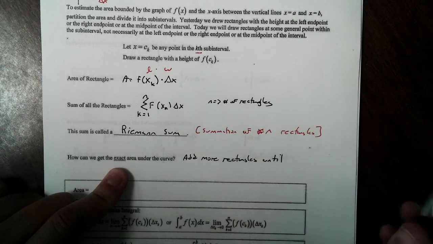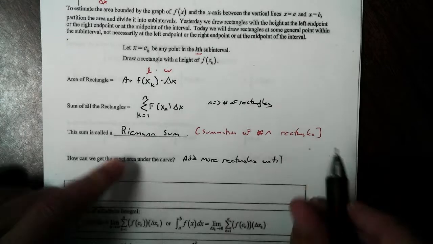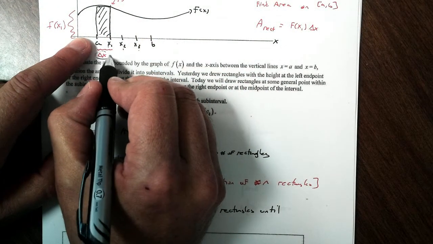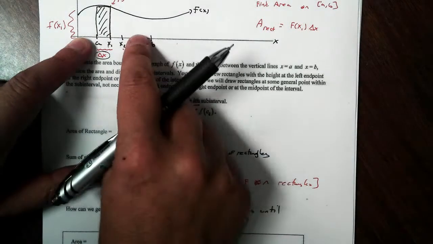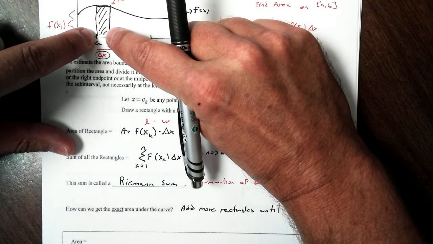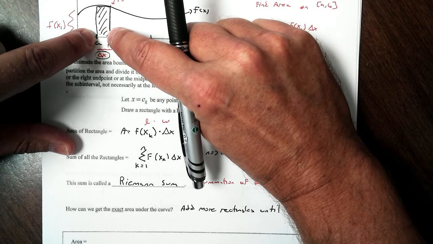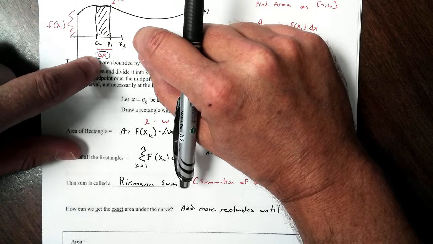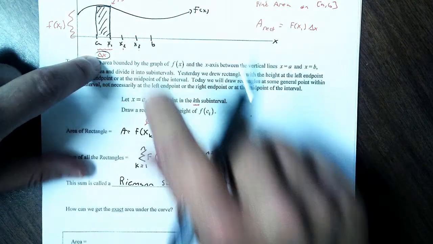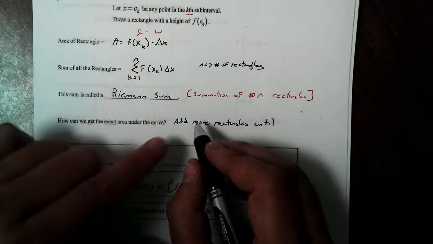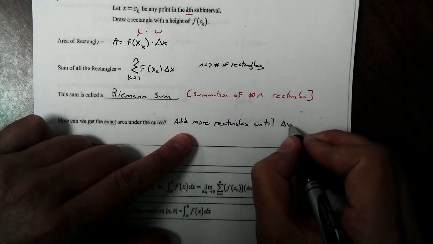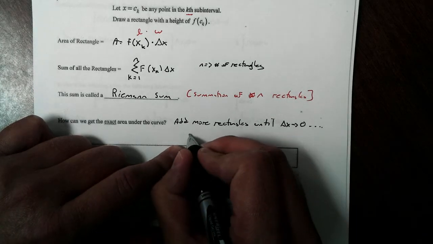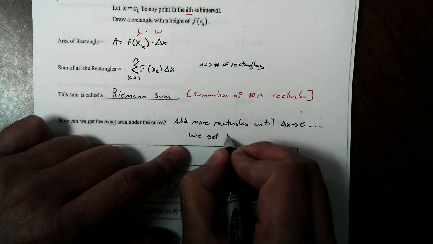Until something happens. If we add more rectangles, what's happening to the change in x? So if we add more rectangles, this distance on the bottom is getting smaller and smaller and smaller. As this distance gets smaller, that change in the width on the bottom is approaching 0. So we're going to add more rectangles until delta x approaches 0. And once we do that, we get dx.